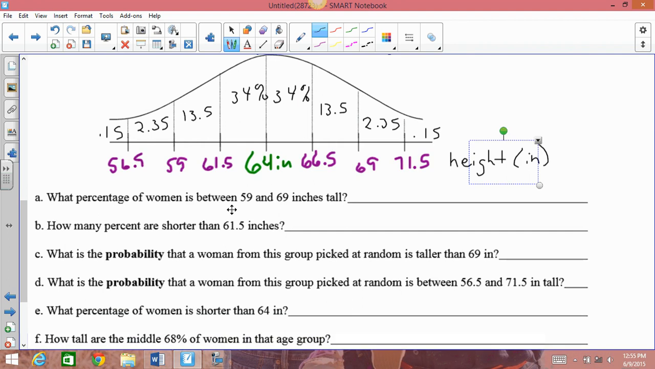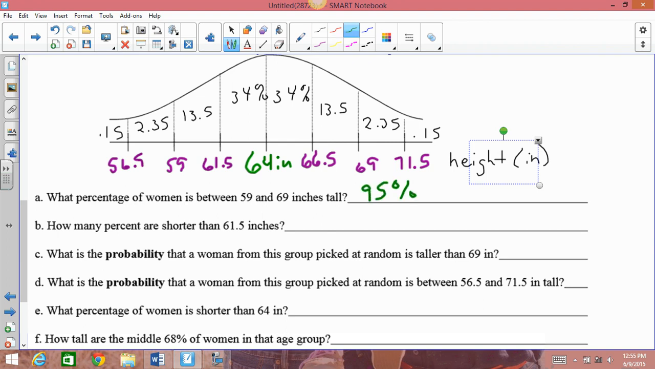So it says, what percentage of the women is between 59 and 69 inches tall? So you come up and look at, okay, here's 59 inches, and there's 69. Essentially what I want to do is add all of those percentages. You want to think about that there's a blinder here at 59 and there's a blinder here at 69, and you only want to tabulate what's between those two, nothing beyond. So if you were to add those percentages up, you would find that that's 95%.